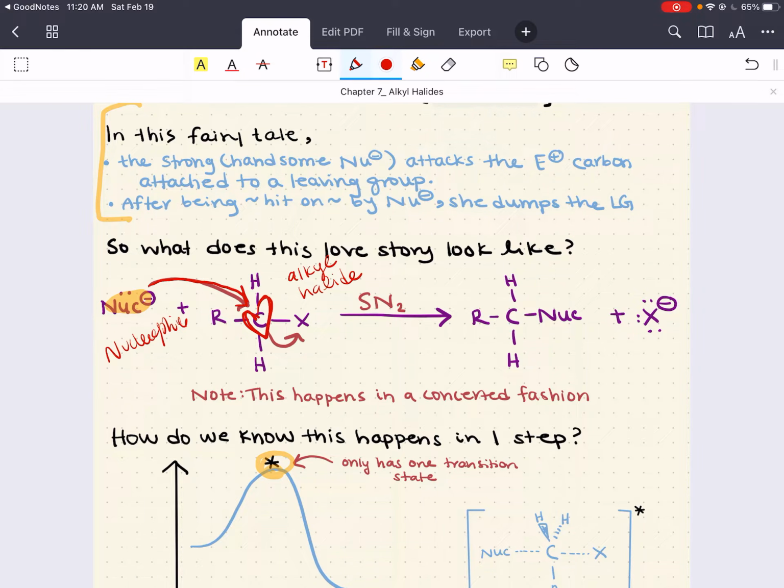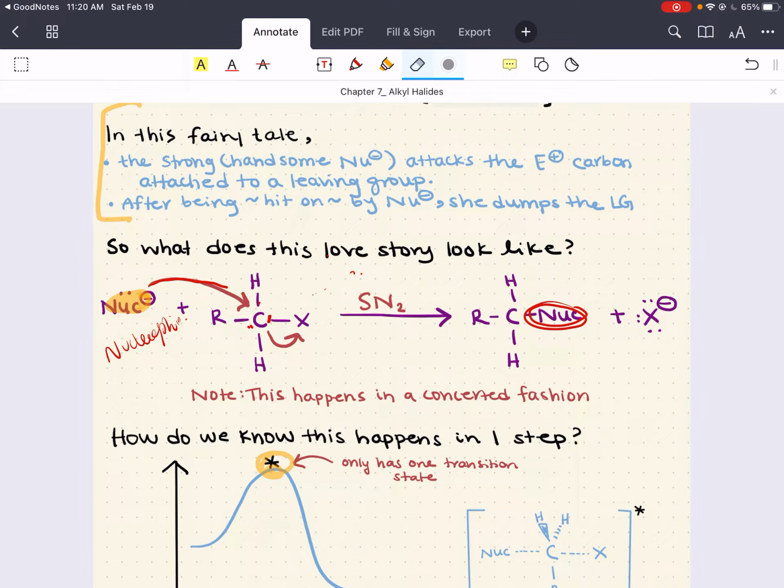Now this electrophilic carbon, she has a boyfriend. It's this halogen group, but she wants to get with a nucleophile, so she dumps the halogen and gets with the nucleophile instead. The halogen leaves, and she gets with the nucleophile.